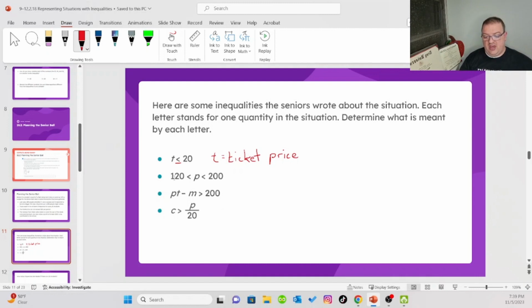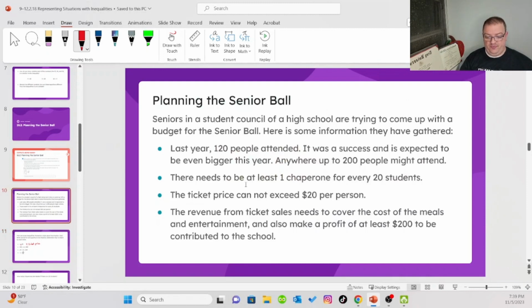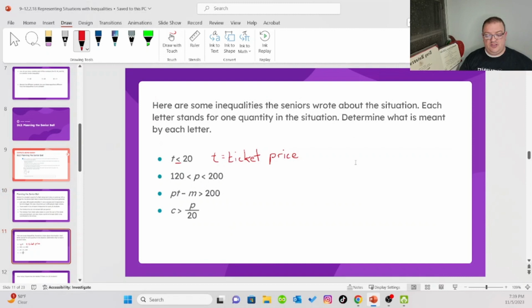Next, we have 120 less than P less than 200. So in this first bullet point, we see that last year 120 people attended. It was a success and is expected to be even bigger this year. Anywhere up to 200 people might attend.